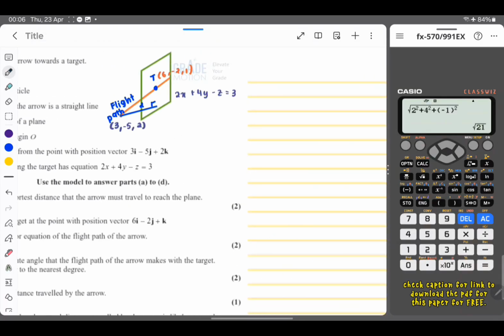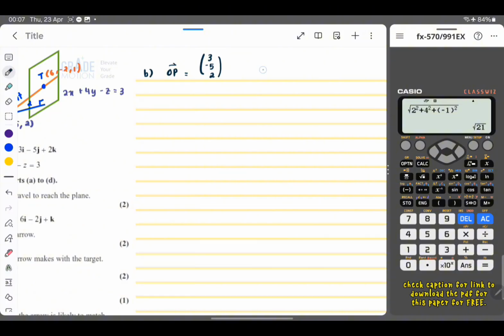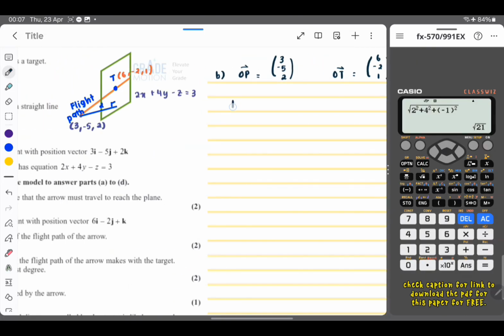Okay, so in the beginning, what is our OP? Our first point, OP, is 3, -5, and 2. Whereas our OT, from O to the target, we have 6, -2, and 1. We want to find the flight path, so from P to T. So it would be negative OP plus OT. Why is it negative OP? Because we want it to be PO. From P you go to O, and from O you go to T.